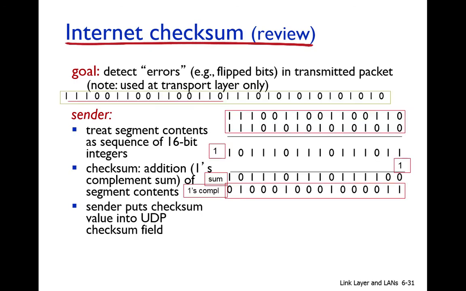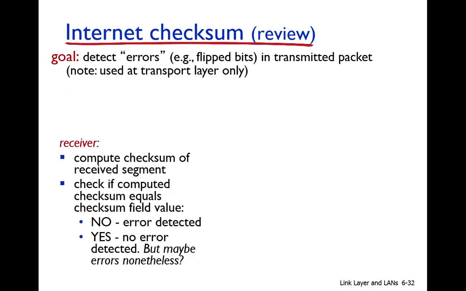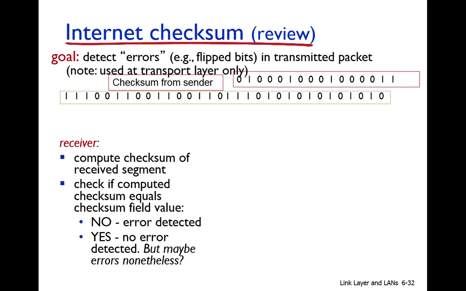So now, what will we do? We will send this data, and we will also send the checksum. This 16-bit checksum value will be put in the UDP header checksum field. Now, when the receiver receives, what does it receive? It receives the data and it also receives the checksum from the sender side. So this is the sender-side checksum value.